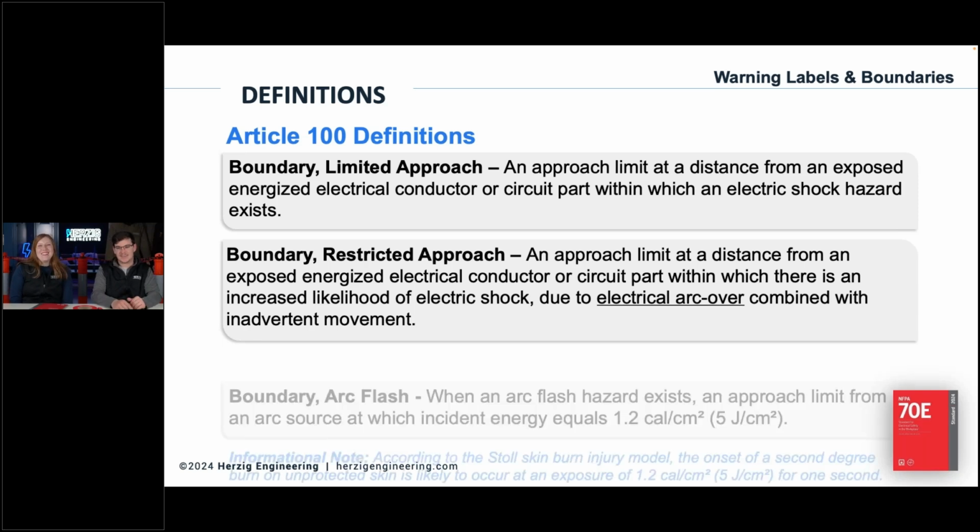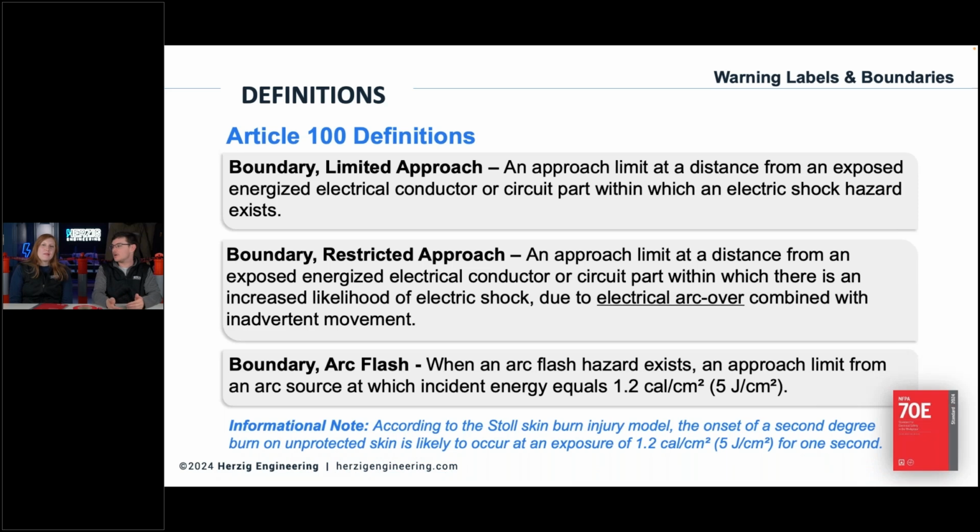Yes. And this is the boundary that's determined based off a study. Right. You can't not have a study and have an arc flash boundary. You're not going to know it. Exactly. It changes. One thing to note, and it is an informational note in the 70E as far as this boundary is concerned, the reason they chose 1.2 calories per centimeter squared is based off the Stoll skin burn injury model, which says that the onset of a second-degree burn on unprotected skin is likely to occur at 1.2 calories for 1 second.